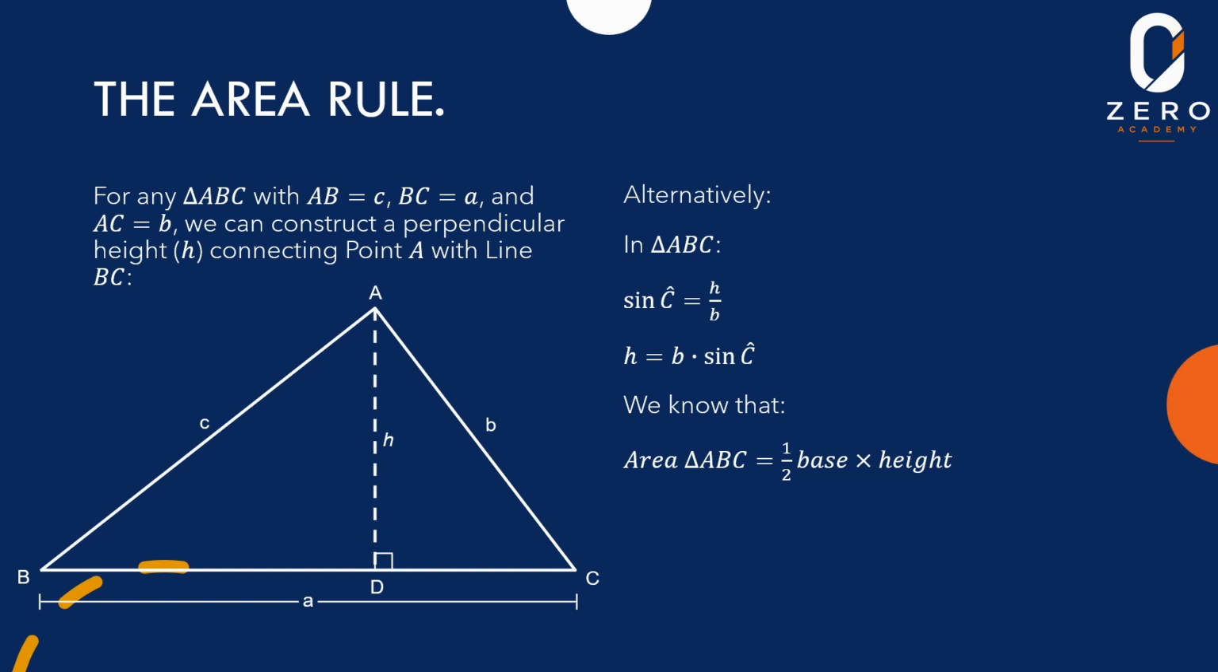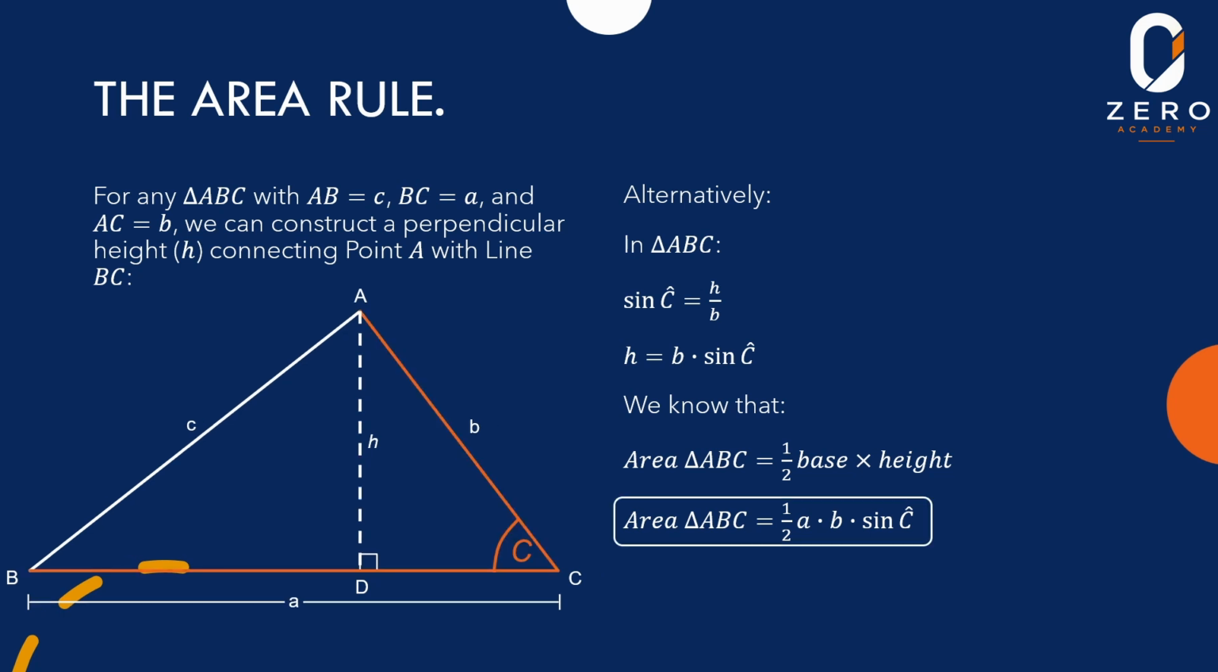And I know that area of triangle ABC is equal to half base multiplied by height, and the base is still a, but now I'm going to express the height in terms of b as opposed to c, as I used in the previous example. To do that, I'm going to say area of triangle ABC is equal to 1 over 2 ab sine of angle C, and that is the area rule again. And if you can see again, this time the sides are side a and side b, and the angle included is angle C.